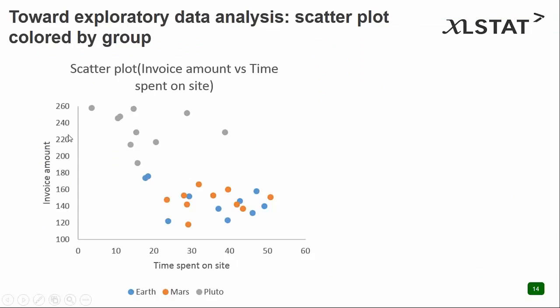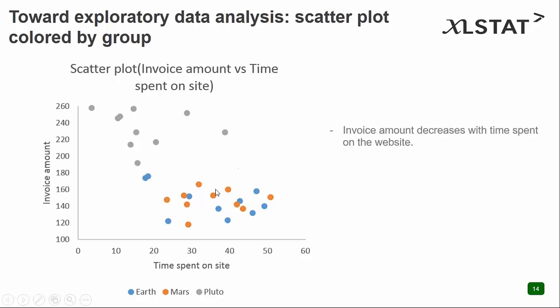There it is. You have invoice amount on the y-axis according to time spent on the website on the x-axis. And then all the dots are your different clients, the clients from the database. Now, as you can see, we have colored the points according to the origin: Earth, Mars, and Pluto. Here we have a representation of three variables, basically two quantitative and one qualitative. So based on this chart, we were able to extract many interesting pieces of information, many statements.